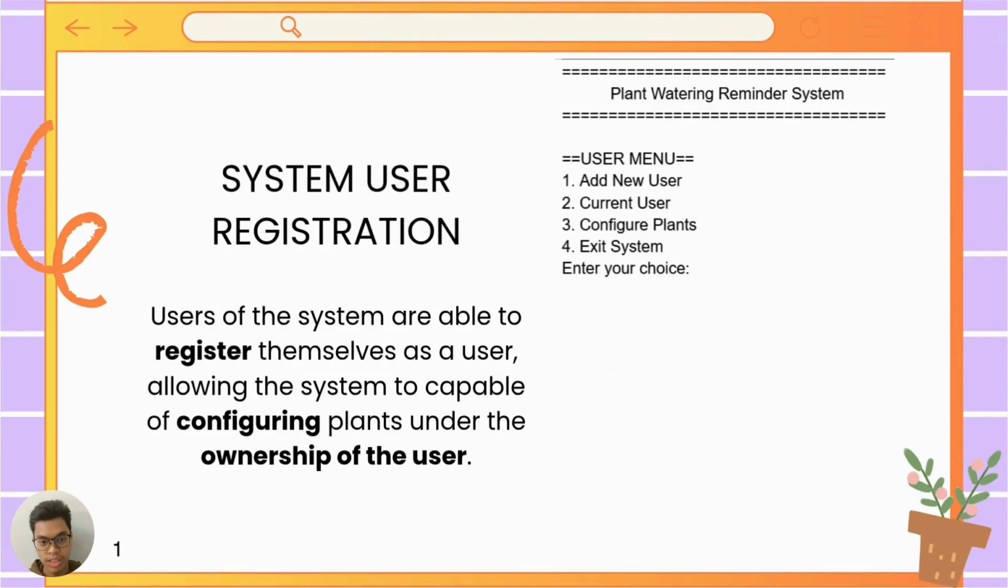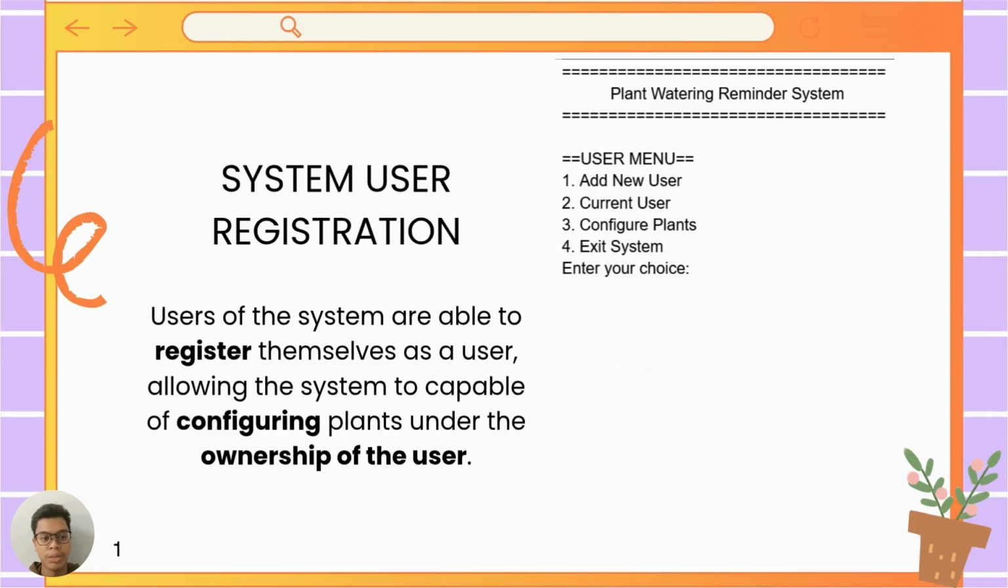All right, we're going to start off with the first menu that you see when you boot up the system, which is the user menu. From the user menu, you have four choices to choose from. We're going to start with the first choice, which is add new user. This is the system user registration.